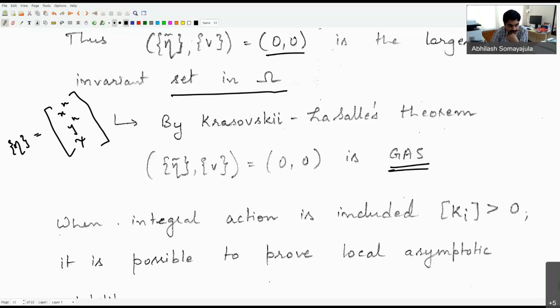Sir, so there will be only one stable equilibrium point at the origin, nowhere else. No. This is eta, but what I'm saying here is eta tilde. Eta tilde is eta minus eta desired. That is the desired point that I want to track. So when eta tilde goes to 0, eta will go to eta d.